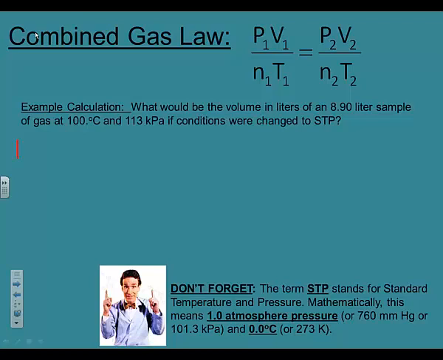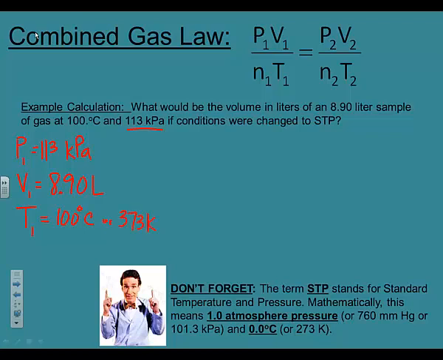So the first thing I'm given is an initial pressure. My initial pressure is 113 kilopascals. My initial volume is also given to me. It's 8.90 liters. And the initial temperature I'm also given. You're told it's 100 degrees Celsius. But remember, we like to put that in Kelvin. So 100 degrees Celsius, we add 273 to that to get Kelvin. So it's actually 373 Kelvin.